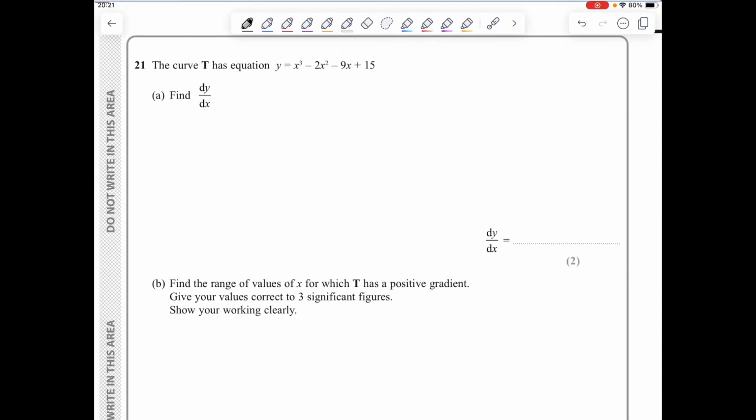For question 21 part A, I need to differentiate. This involves multiplying the coefficient of each term by the power and then reducing the power by 1. So for x cubed, I will get 3x squared minus, and then I get 2 times 2 is 4x to the power of 1, and the minus 9x will be minus 9. The plus 15 becomes 0 upon differentiation, so no need to write it.